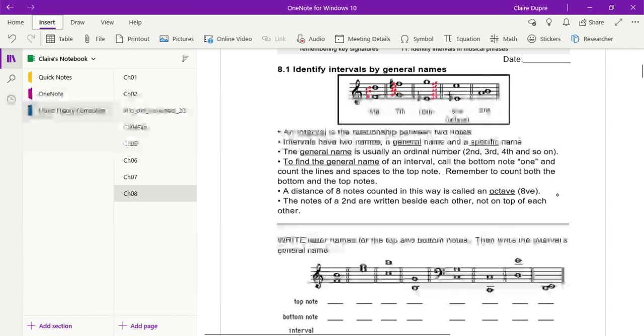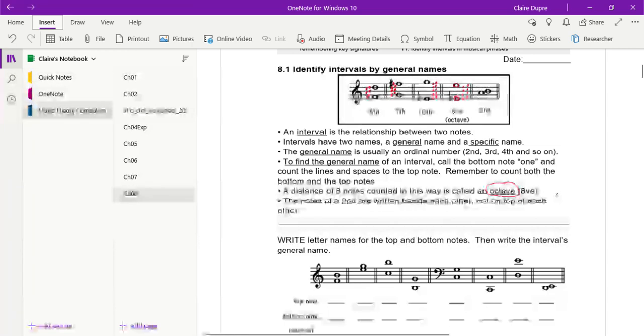Next one. 1, 2, 3, 4, 5, 6, 7, 8. An eighth. Now this is one that has another name, also called an octave, because take a look at this. This is on the E line. This is on the E space. Both of these are E. So that's an octave. Now I know one's E flat, one's E natural. We'll worry about that later when we get to specific intervals.